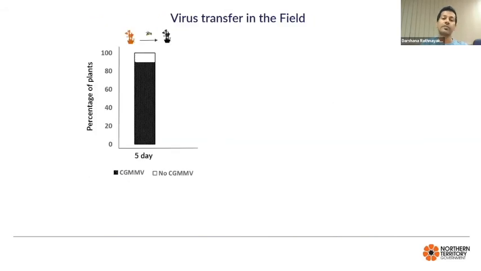So from the first field trial, what we observed, more than 80% of the plants we used in the first field trial tested positive for CGMMV. From these plants, we also observed some CGMMV symptoms on their leaves. So how about from our second field trial?